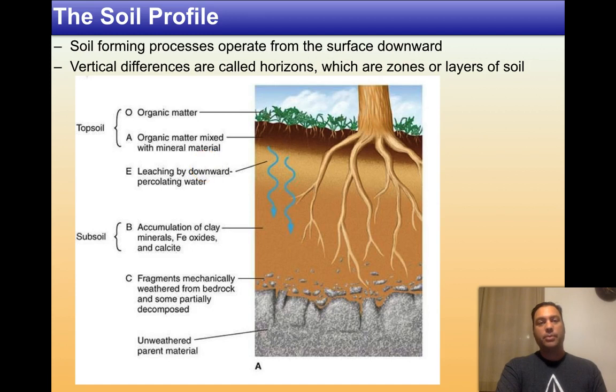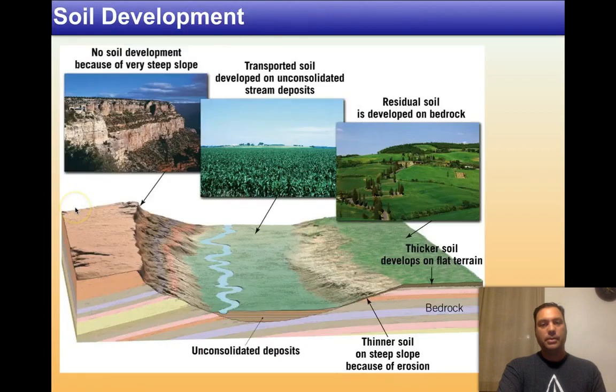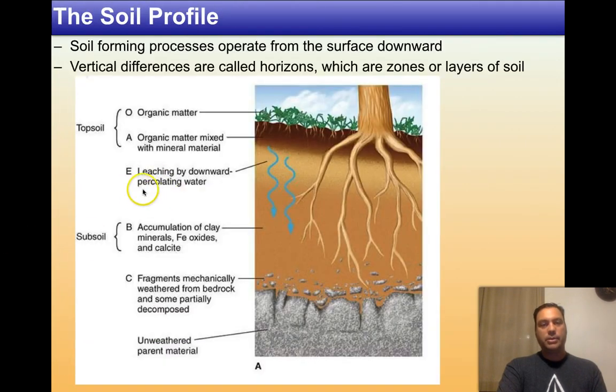So let's go back to that original photograph back here. And here you can see it, right? Here's that horizon over here. So here's our A horizon. Here's our O horizon, this grassy material up here, okay? So that leaching area is called the E horizon.